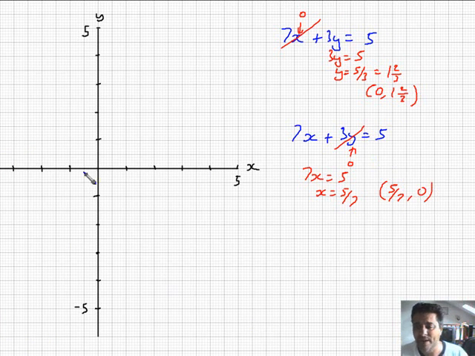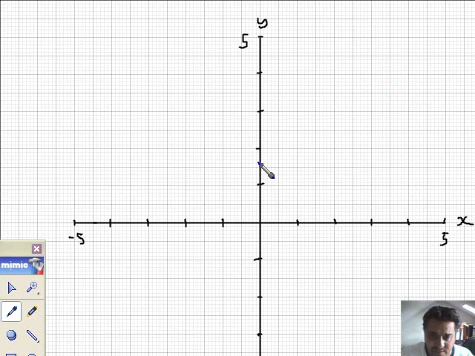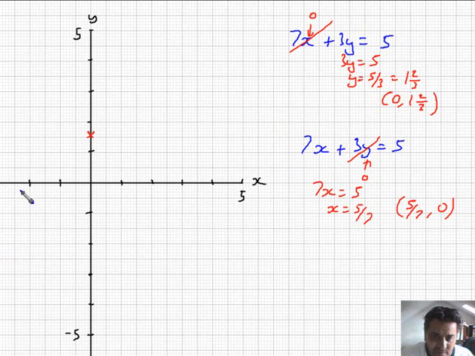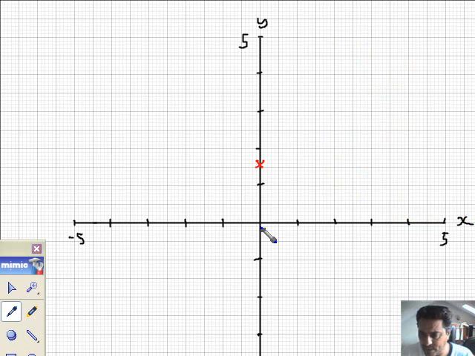If I plot these two right now, I'll get a straight line, but it's not very easy to plot on a grid like this when you've got fractions. Anyway, 0 across, 1 and 2/3. 1 and 2/3 is about 1.6 recurring. So there you go, it's about there. That's that one done. Now we're going to do 5/7 and 0.